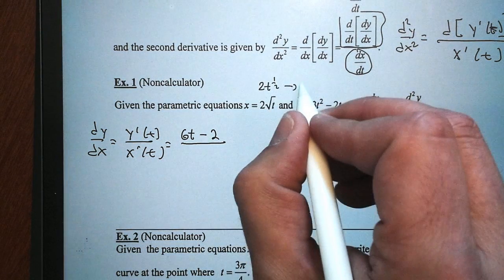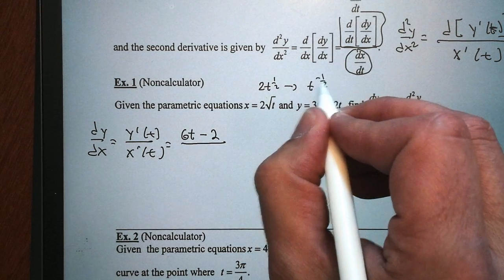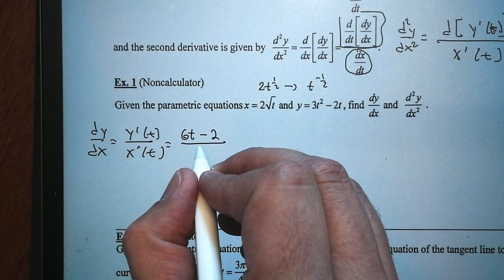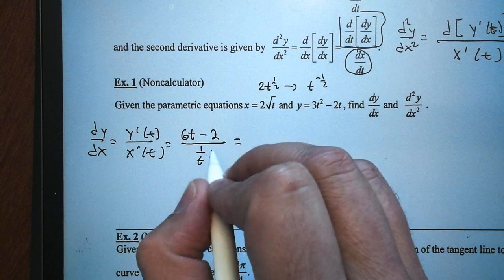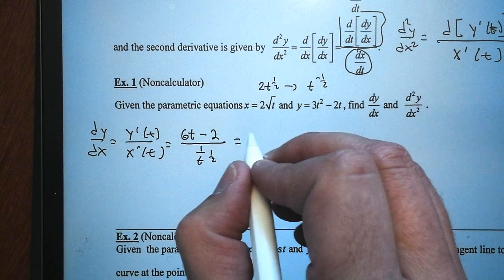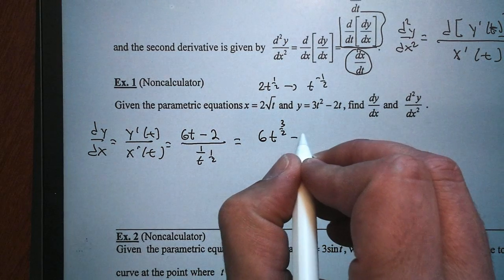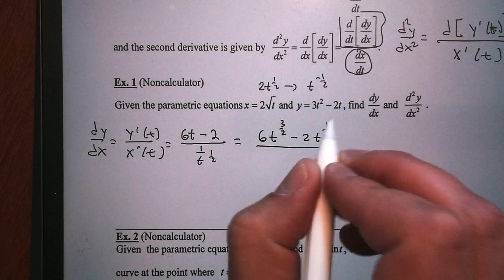If we take the derivative, that's going to become just t to the negative 1/2, because if I drop the 2, this becomes t to the negative 1/2, or 1 over t to the 1/2. If I don't like complex fractions, if I invert and multiply, this becomes 6t to the 3/2 minus 2t to the 1/2. And there's my first derivative.